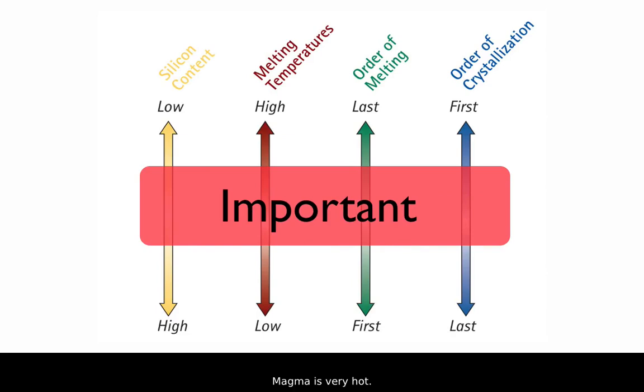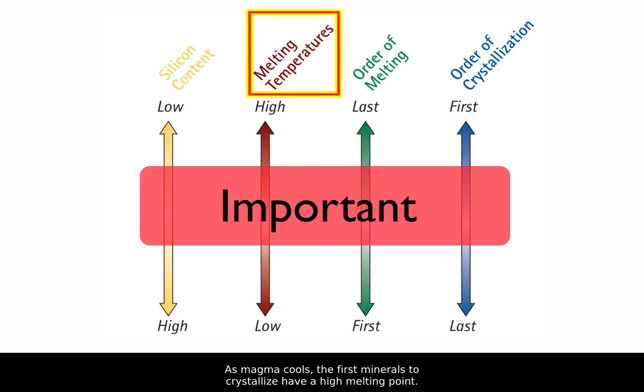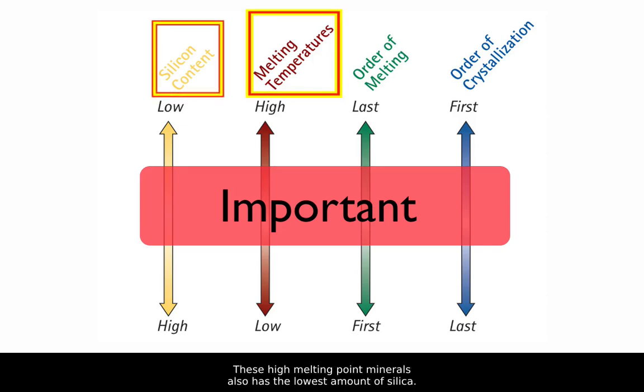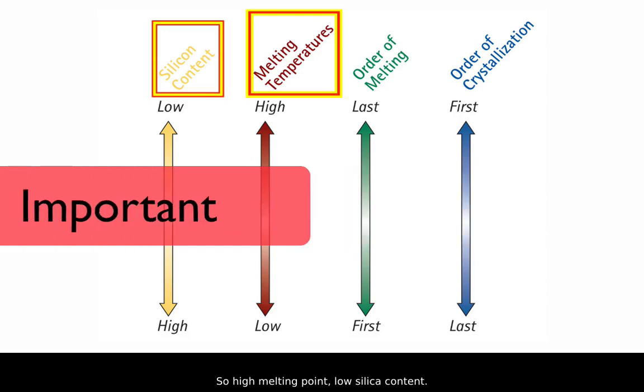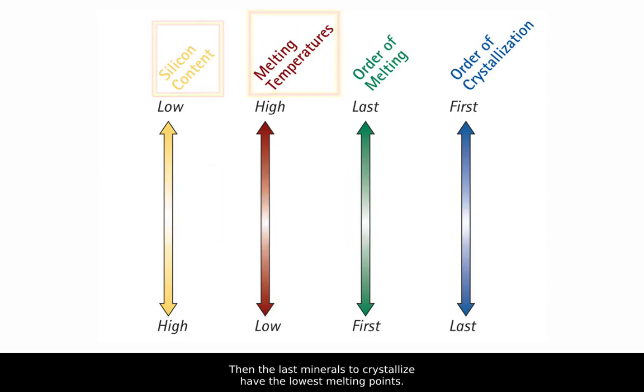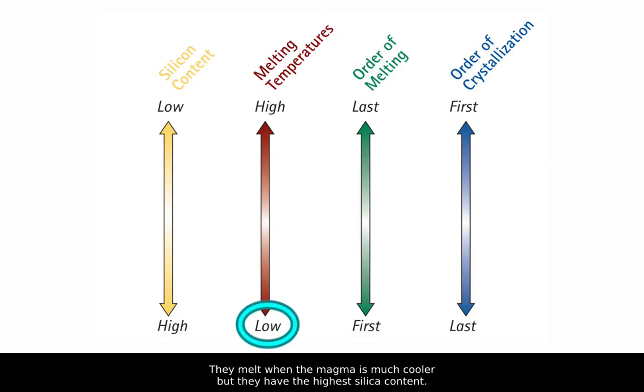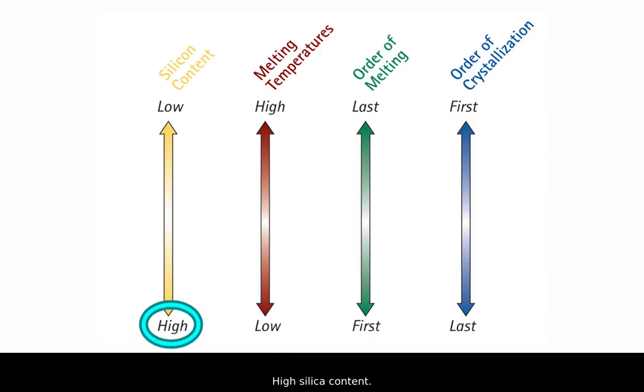Magma is very hot. As magma cools, the first minerals to crystallize have a high melting point. They are able to crystallize at very hot temperatures. These high melting point minerals also have the lowest amount of silica, so high melting point, low silica content. Then the last minerals to crystallize have the lowest melting points. They melt when the magma is much cooler, but they have the highest silica content. Low melting point, high silica content.